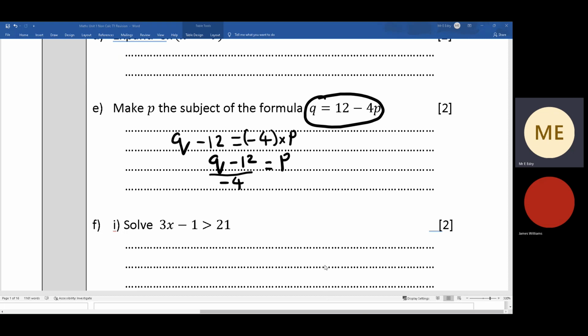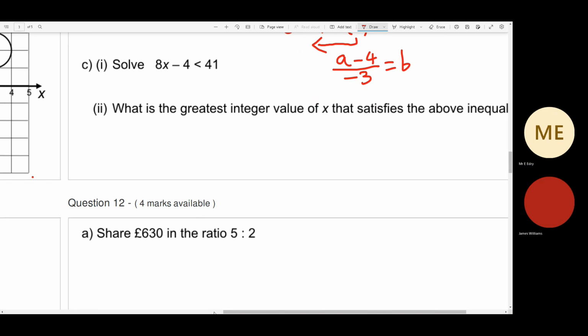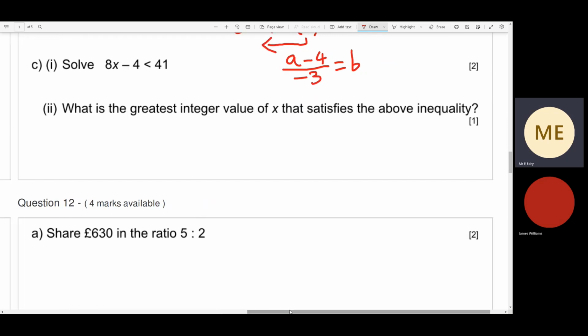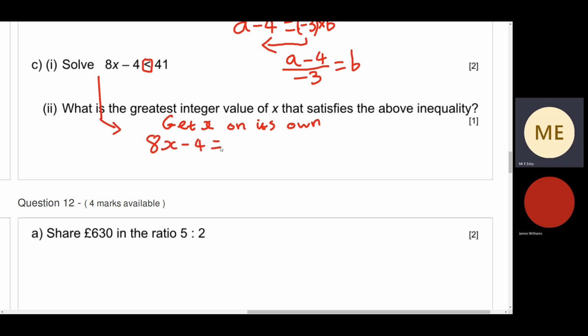Right, so if we have a look at the next one. So this one here is an inequality. So what they're after is the greatest integer value of x that satisfies that inequality, okay? So what I need to do, again, is get x on its own. That's the first thing to do. So when they say solve, what I need to do first is get x on its own. So if I imagine that this was an equal sign, so imagine I had 8x take away 4 equals 41. What could I do first to help me get x on its own?